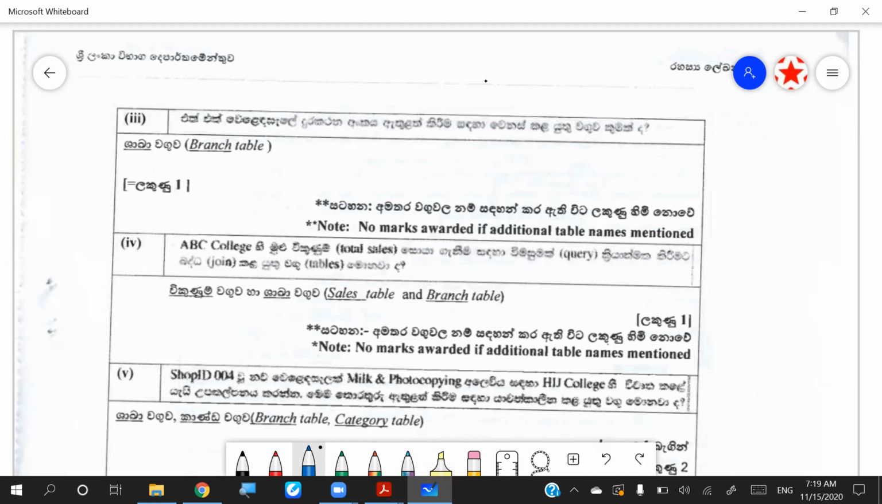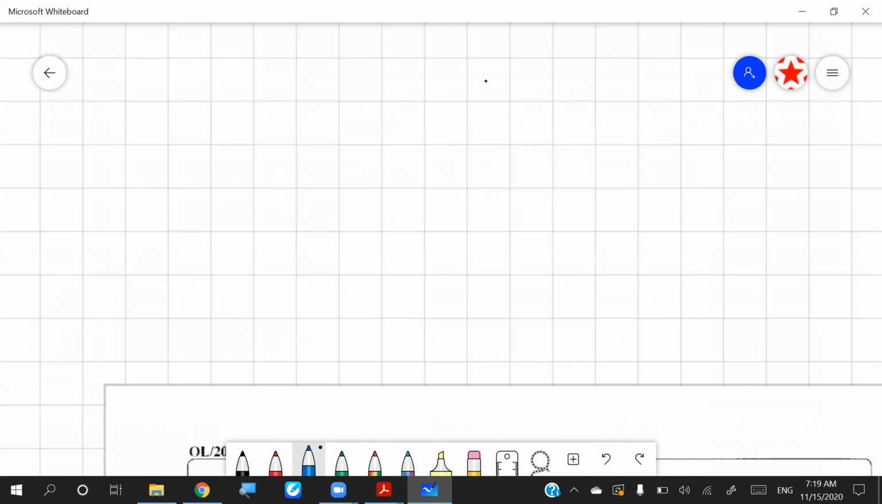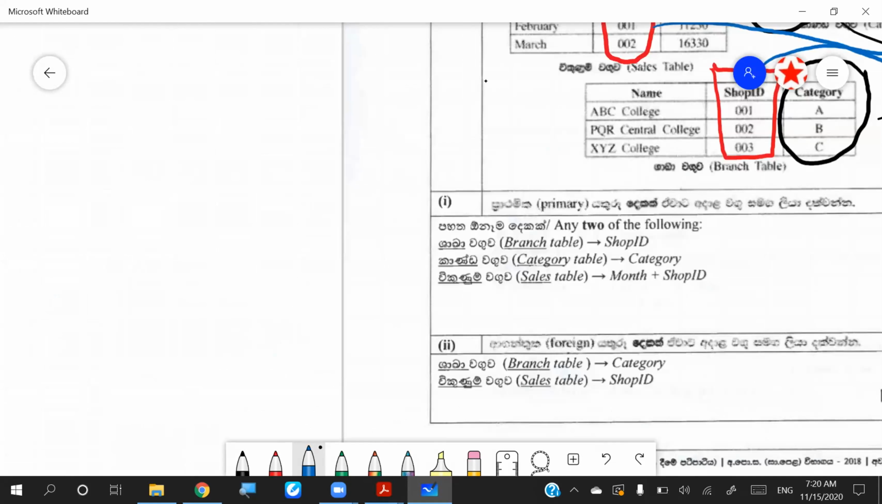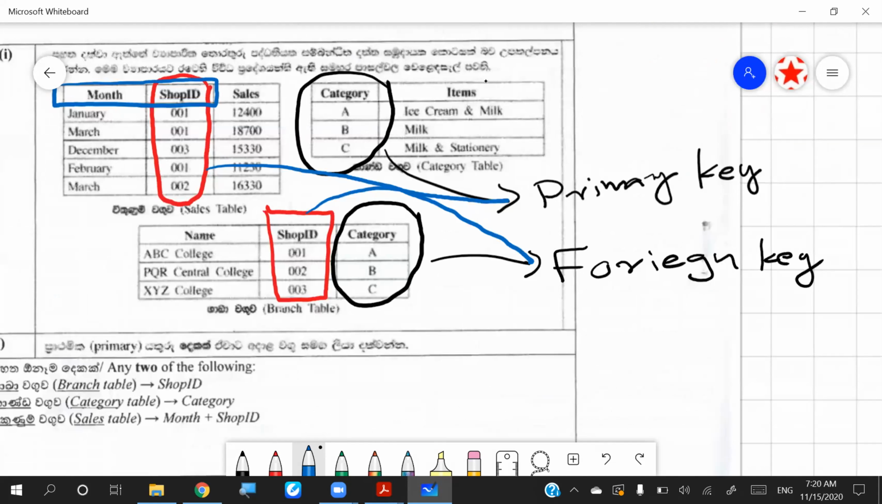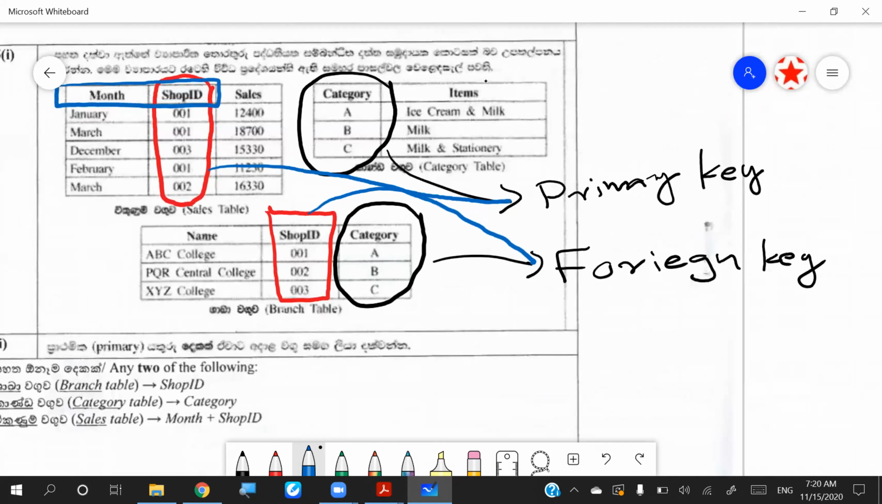And the fourth one is asking, they are going to open a new shop in the ABC college. Sorry, yeah, it's the fifth one. Fourth one, it says they are asking to take the total sales for the ABC college. Now they're asking about a query. When you need to take the total sales for the ABC college, what tables need to be joined to take that output in the query?